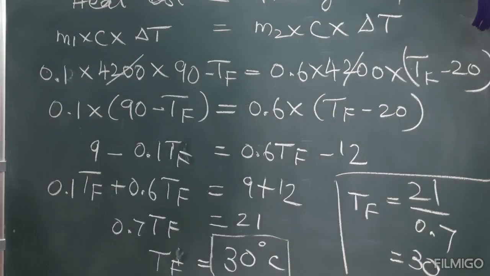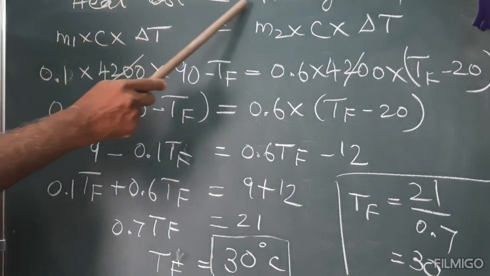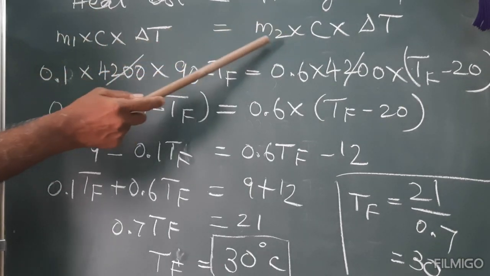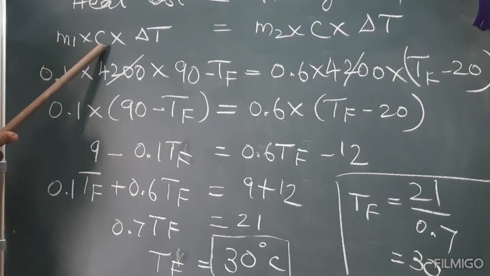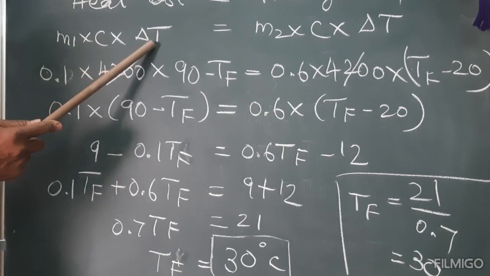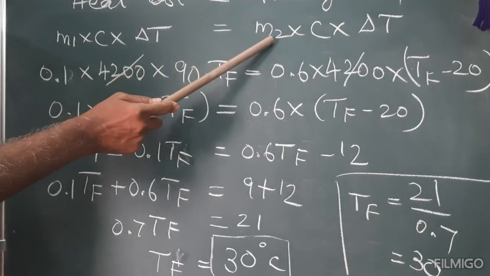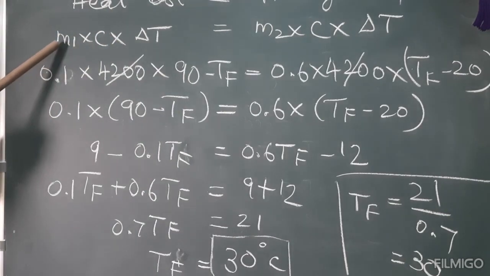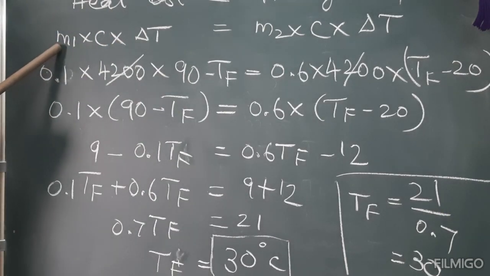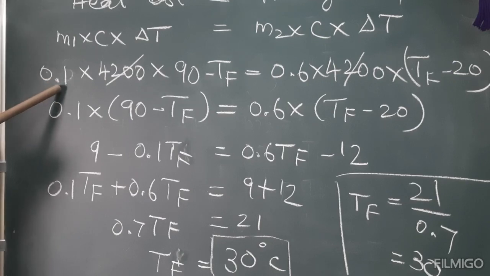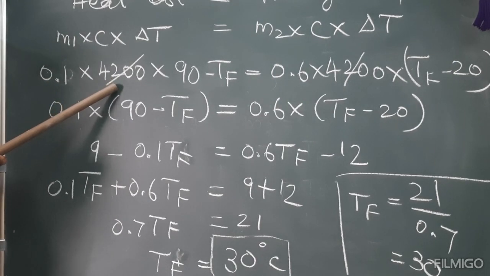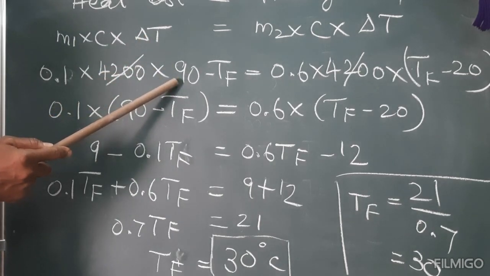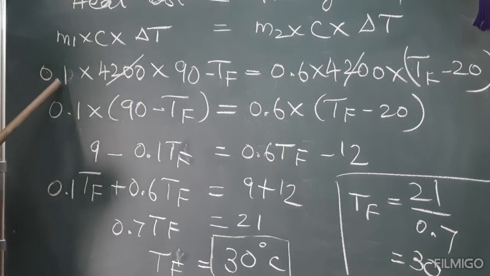Let us continue this problem using the formula. Now you know that heat lost is equal to heat gained. The formula used for heat lost and heat gained is mass into the specific heat capacity of water into delta T, the temperature difference. So when we go for this calculation, the mass of the water which is losing its heat energy is 0.1 kilogram, the specific heat capacity of water is 4200, and into the delta T value, where 90 is the initial temperature of the 100 grams of water, I mean this 0.1 kilogram of water.